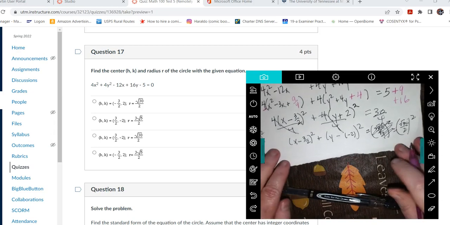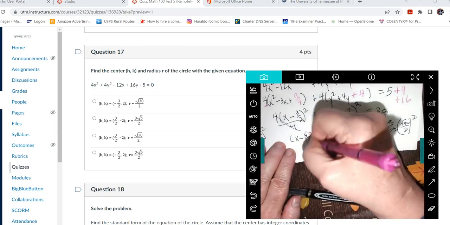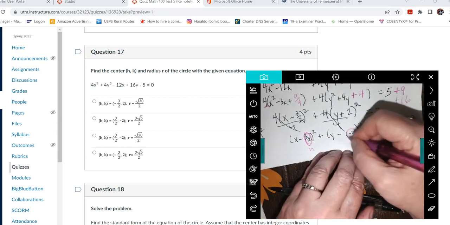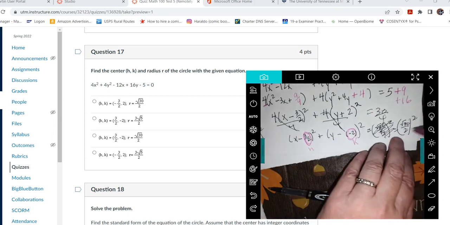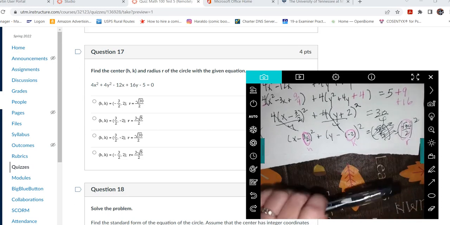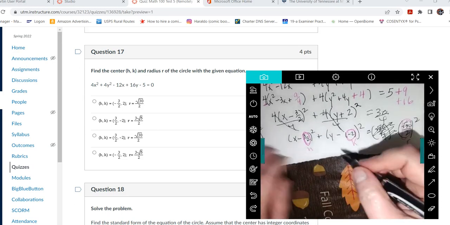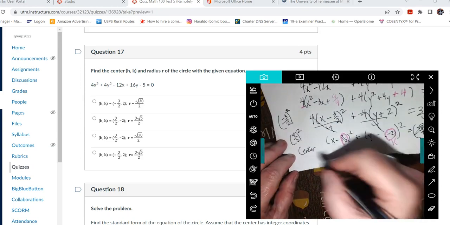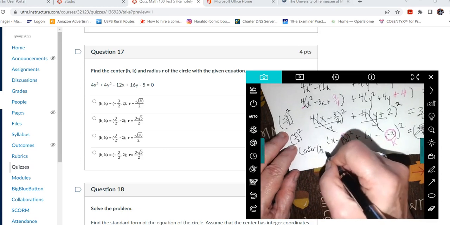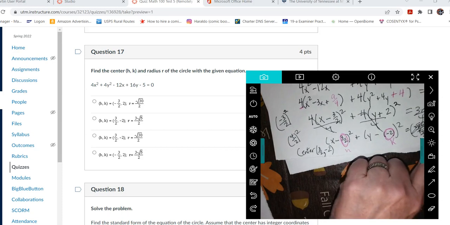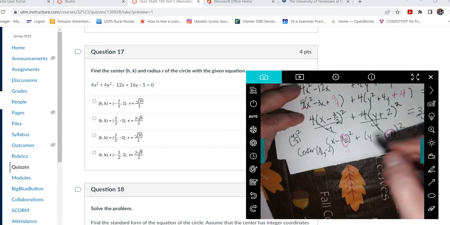Okay, so when I do it like that, my h, it's x minus h, y minus k, and r squared. So my center should be positive 3/2, comma, negative 2, and my radius is square root of 30 over 2.